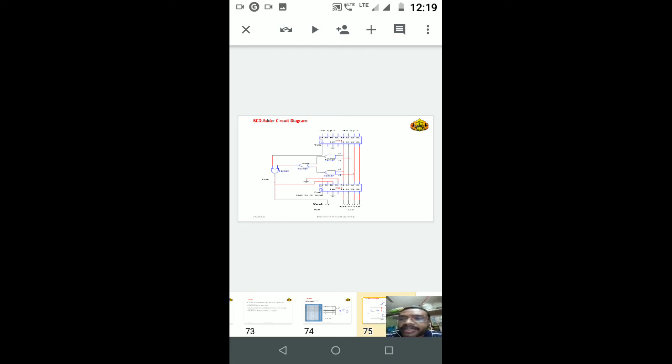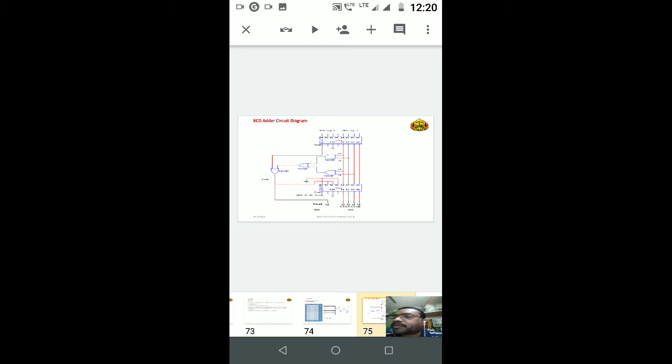Means instead of writing S1 you write S0, instead of writing S2 you write S1, instead of writing S3 you write S2, and finally instead of writing S4 you write S3. This is one mistake in that BCD adder circuit.